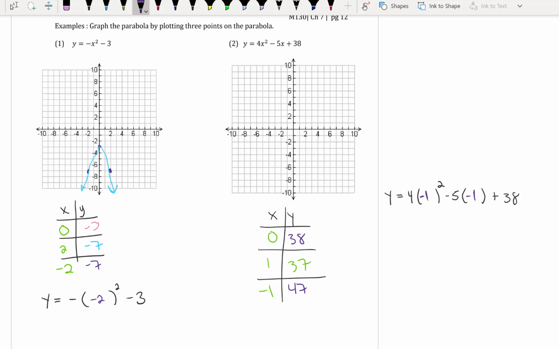So really I have a 0, 38. So let's just say our 38 is over here. Then 1 and 37 should be right about here, and -1 and 47 should be around here. So more or less, this is where our graph should be looking like. And of course this isn't perfect because the graph that was given to us was a little too small.